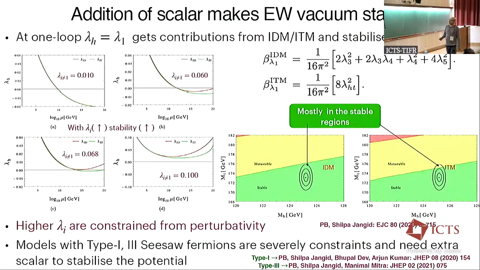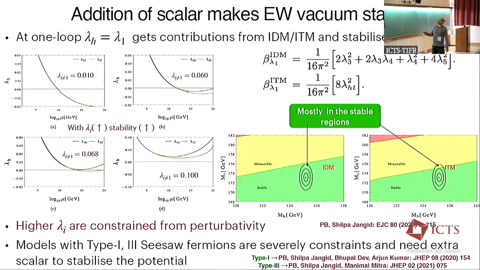Now let's look at this scenario. Why? Because in the standard model we know that the stability is compromised. Lambda is going to 0. So if we put all the lambda i's, so this lambda i not equal to 1. So lambda 1 means the SM-like lambda.